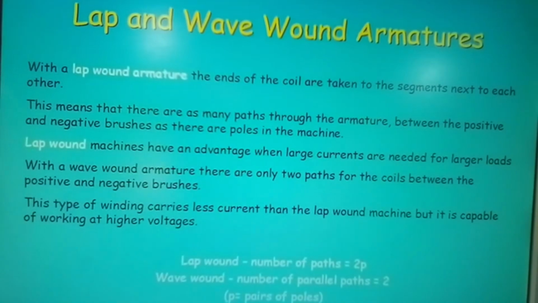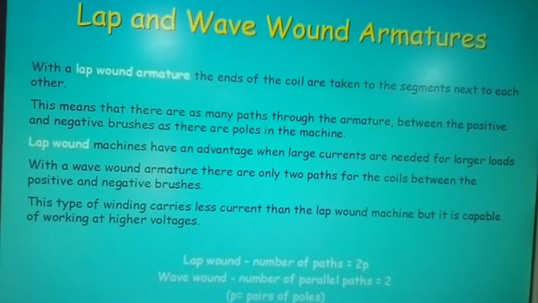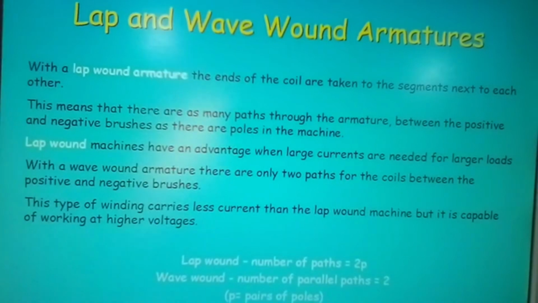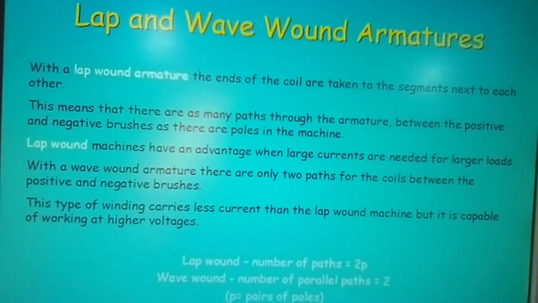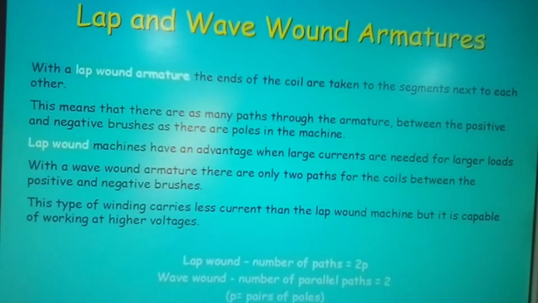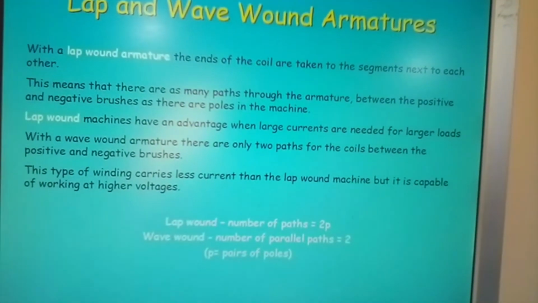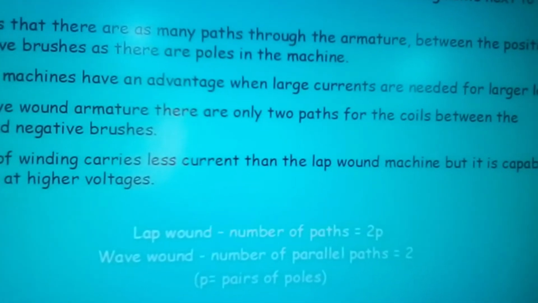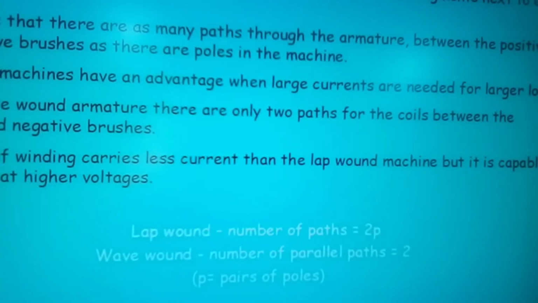With a wave wound armature, there are only two paths for the coils between the positive and negative brushes. This type of winding carries less current than the lap wound machine, but it is capable of working at higher voltages. And here's your formula for the calculation of lap wound and wave wound.